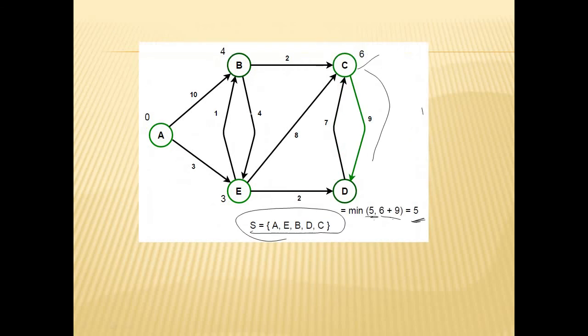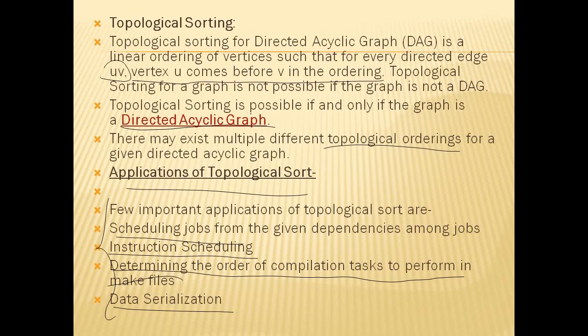And we discussed topological sorting. Topological sorting is nothing but a linear ordering of vertices. A particular graph may contain more than one ordering, and that will be found here. The graph should be a directed acyclic graph. Okay, and we discussed applications. Applications are scheduling jobs, instruction scheduling, determining the order of compilation, and data serialization. These are all the applications.